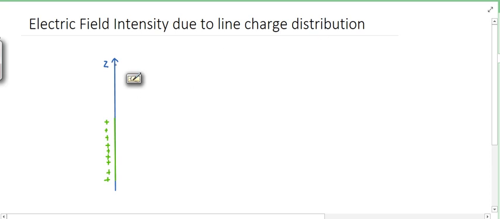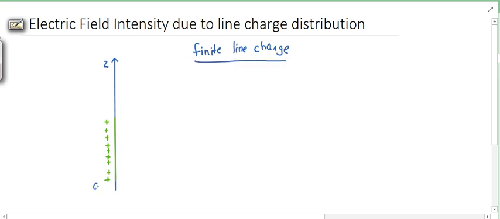So here I have considered a line charge. This is shown as green. Suppose this is a finite line charge. I am considering right now a finite line charge. Suppose this point is A and this point is B. So it is from A to B, and this is on the Z axis. And suppose this has a line charge density of rho L.